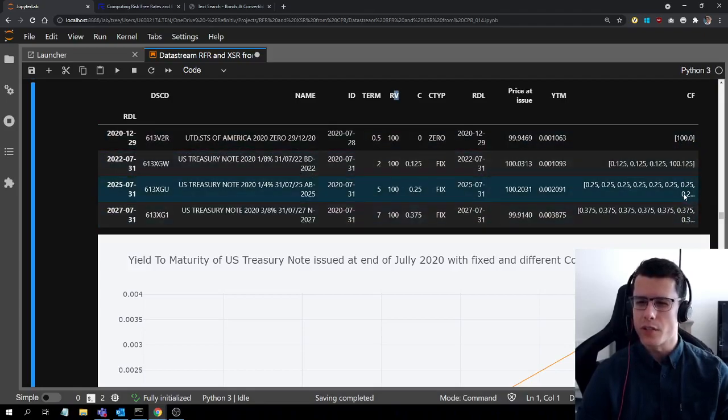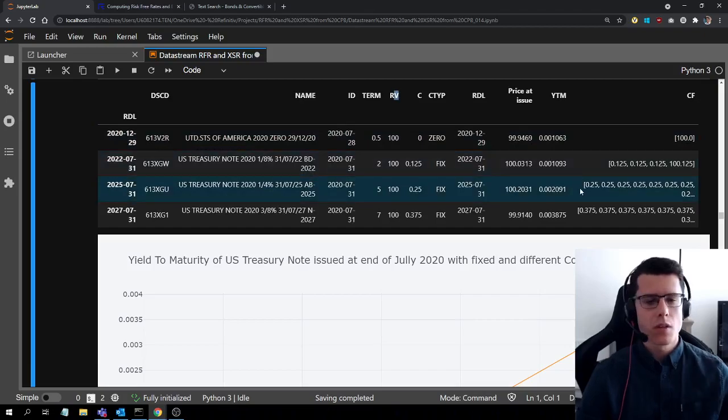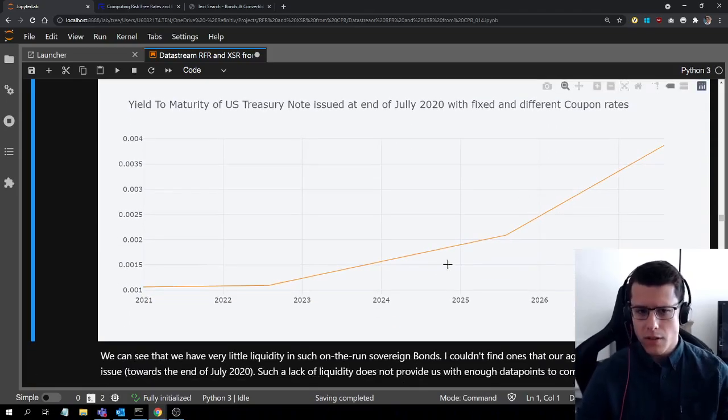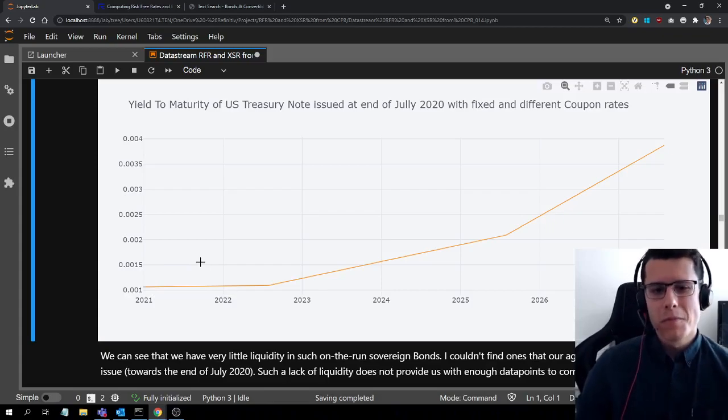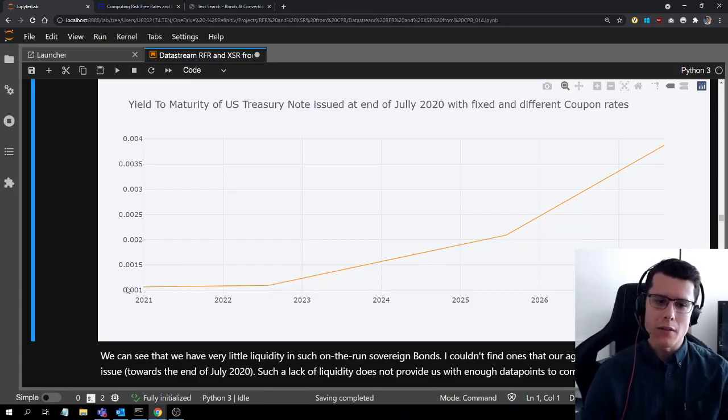There's no actual need for it just yet. If we look at the yield to maturity, we get our yield to maturity. Oh, that's great. Scroll down. This is our yield to maturity. Now, I don't know if you've seen yield curves before, but there's only 4 data points here, and that's very, very little. That's not enough to go out and then trade on.